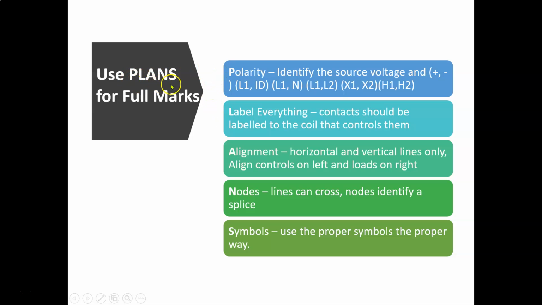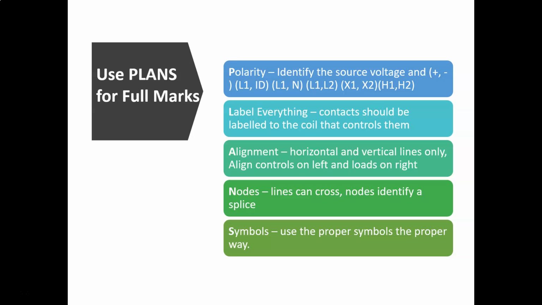PLANS. I'm sure you recognize PLANS from first year, right? An acronym. P is based on polarity, right? So we have to label the source of our circuit. Identify the poles. If it's DC, it's going to be positive, negative. If it's 120 volts, line 1, line 2, or line 1 neutral. 240 or 208 is going to be line 1, line 2. Then X1, X2 for the secondary side of your transformer, H1, H2 for the primary side of your transformer, etc.